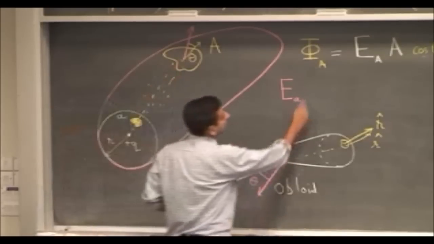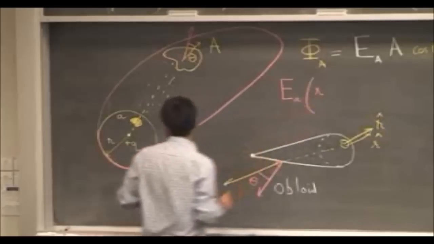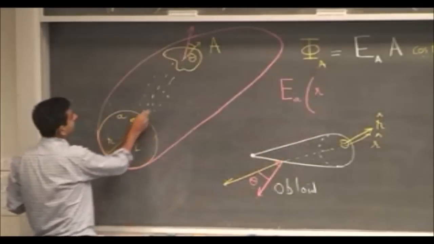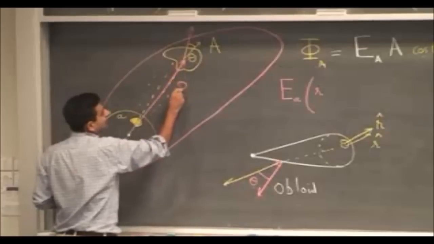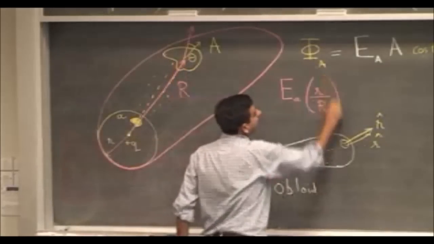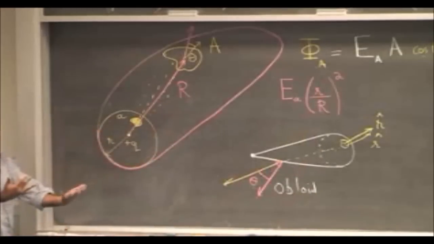It's just going to be small r. So this is small r. Suppose this distance is capital R. It's just going to be small r divided by capital R squared. Correct? Because there's an inverse square dependence.